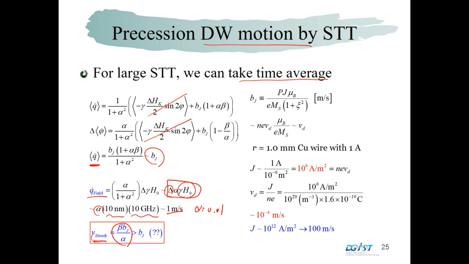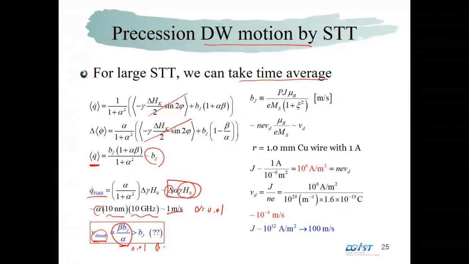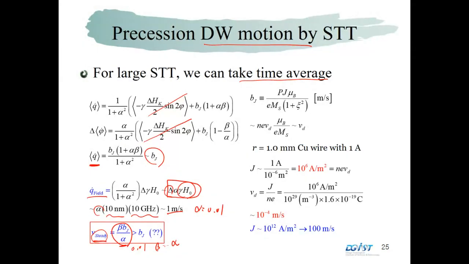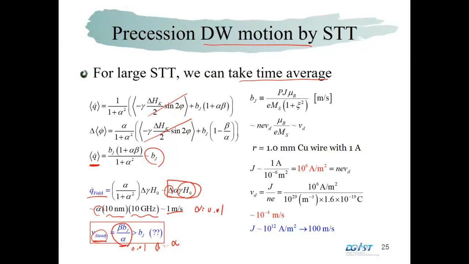But in the steady state case, in this relation, alpha is in the denominator, which is 0.01, and beta is on the order of alpha. Actually, nobody knows the exact value of beta, and it is very difficult to measure beta. But anyway, there is some chance the steady state domain motion is faster than the precession motion.